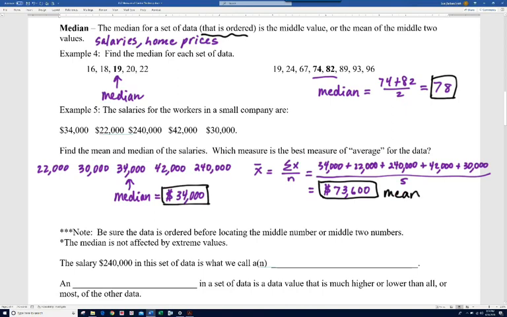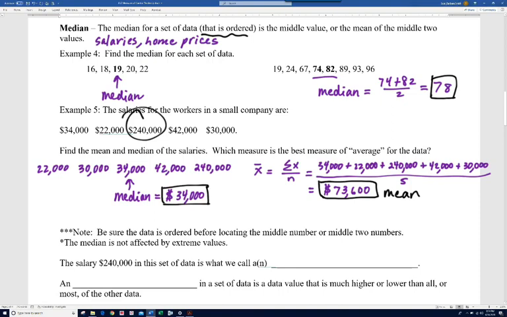So the question is, which of these is a better measure of what's really going on here? And it's pretty clear that we have an extreme value here, and this is inflating the mean. It's making it really bigger than what's really average here. In other words, most of the workers here are not making about $73,600. In fact, $34,000 is a much better number if you look at those other four salaries other than the $240,000. And so you can see that $240,000 really throws the mean off.